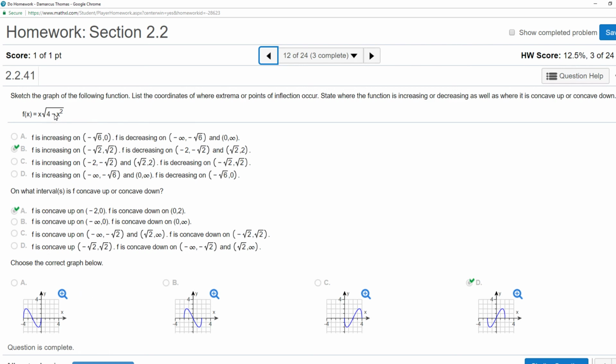Just keep in mind that the domain of this function is restricted to -2 to +2. You can only plug those x values into the function to get an output, so all the x values range from -2 to 2.